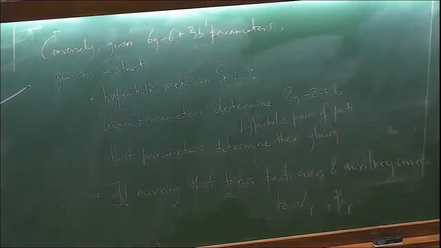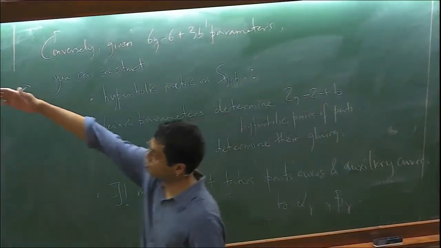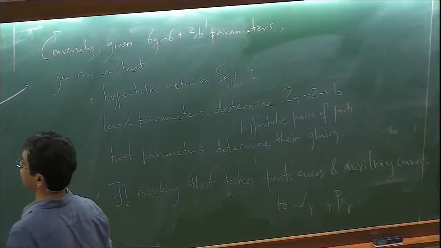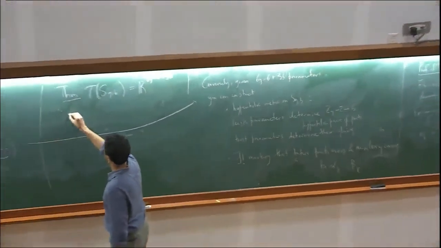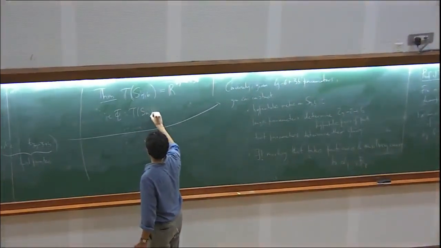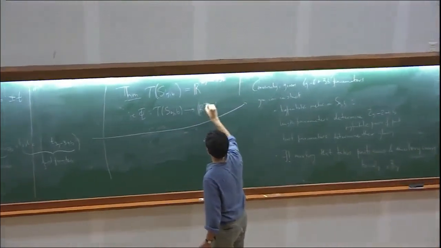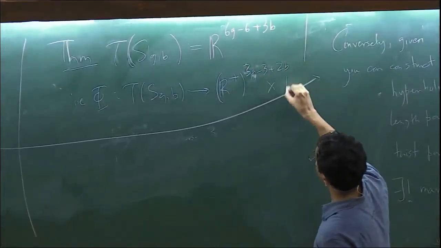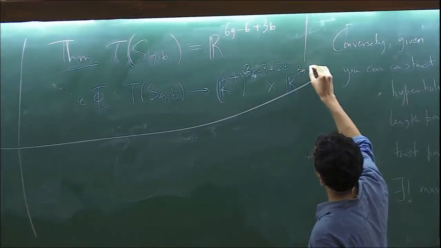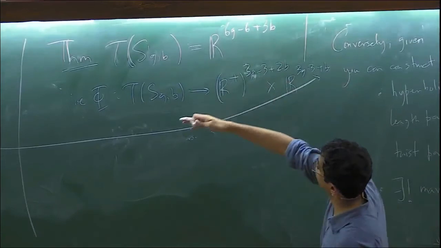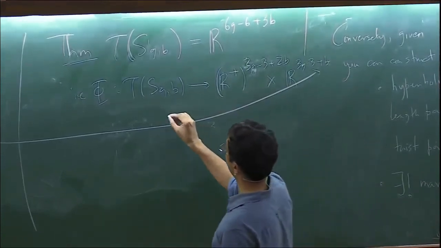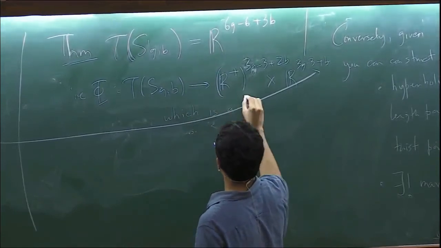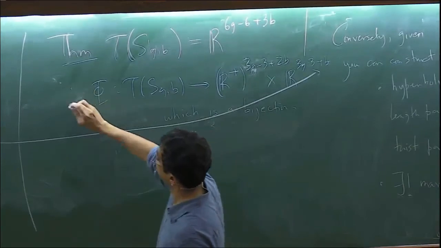Okay, so once you know these 6g minus 6 plus 3b parameters, it determines a marking as well. Okay, a marked hyperbolic surface. So this together now kind of proves a sort of bijection. So we proved that there's a map from Teichmuller space to R plus to the 3g minus 3 plus b length parameters, and the twist parameters can be any real number, positive and negative, so R to the 3g minus 3 plus b. So that's the same as homeomorphic to this. So there's such a map, which is a bijection. Okay, so there exists such a map.